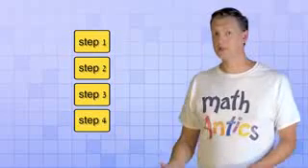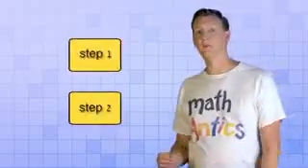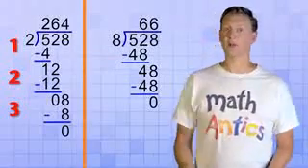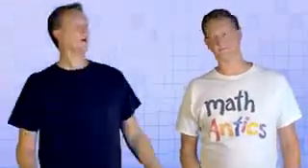And taking bigger chunks of the dividend usually results in fewer division steps. Notice that there were 3 steps in the first problem, but only 2 steps in the second problem. Fewer steps? I like the sound of that. That seems like a lot less work.